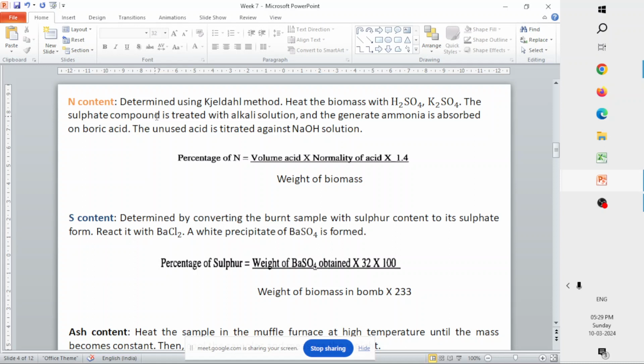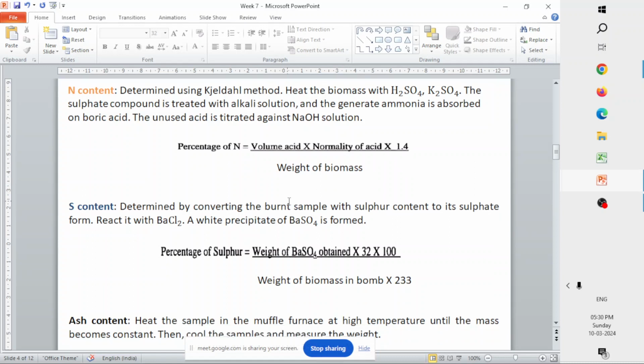Whatever amount of the acid is left over, the unused acid that did not react with your ammonia, is titrated against your sodium hydroxide solution, and with that you can get your percentage of nitrogen. That is nothing but volume of acid times normality of acid times 1.4 divided by your weight of biomass.